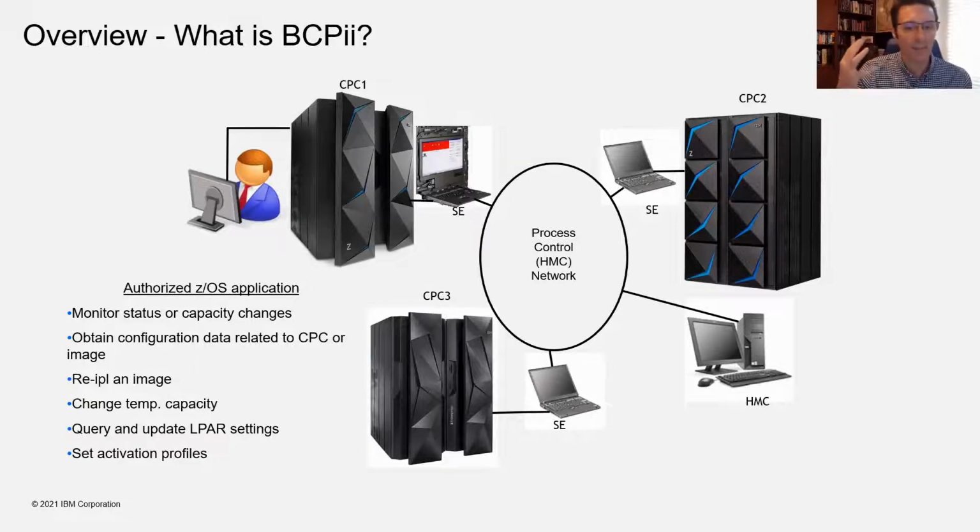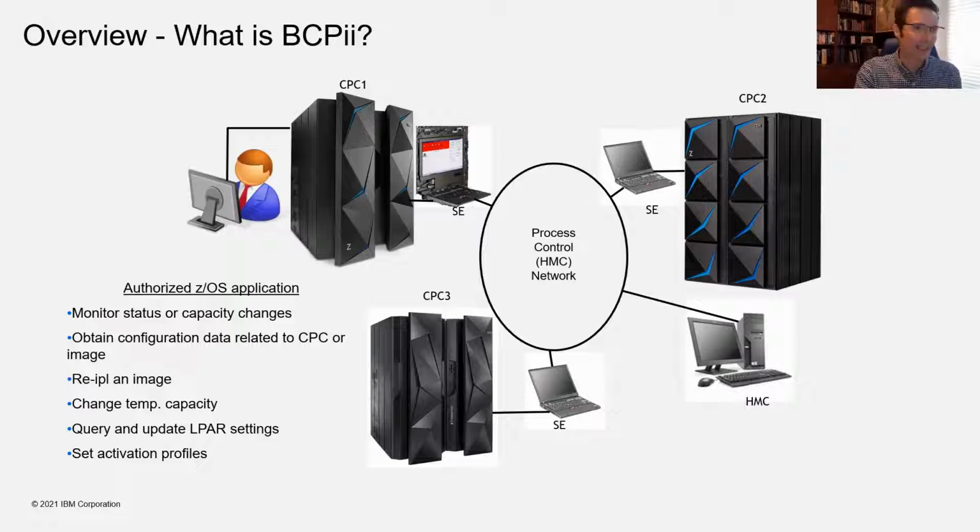BCPii is a programmatic way that allows authorized z/OS applications to have control over the Z hardware. I can have HMC-like control over the hardware using this particular set of APIs that we provide, provided that you have lots of authority to be able to do these changes. So what can I do? I can monitor status changes. I can re-IPL, I can change capacity, I can query and update LPAR settings, I can set activation profiles. There's all kinds of functionality that BCPii provides, and it's all programmatic.